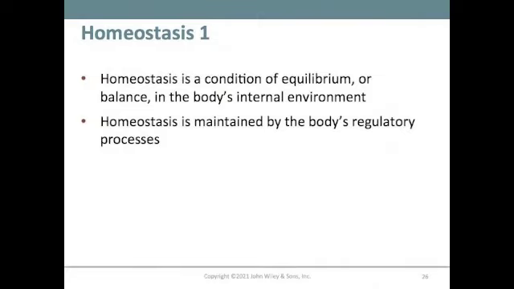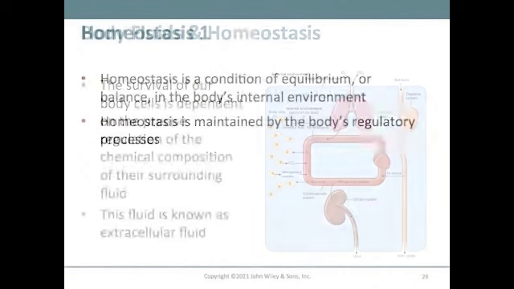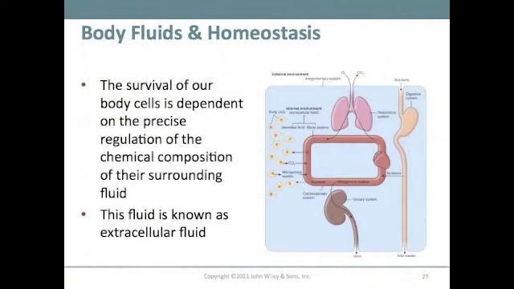That's a great example because it says in the body's internal environment. So when your internal environment starts to heat up, one of the ways that your body cools off is by producing sweat. And then there's a number of regulatory processes that are helping the body to maintain its homeostasis. So let's talk quickly about body fluids and homeostasis. And this figure here is figure 1.2 in your textbook on page 10. So the survival of our body cells is dependent on the precise regulation of chemical composition of the surrounding fluid.